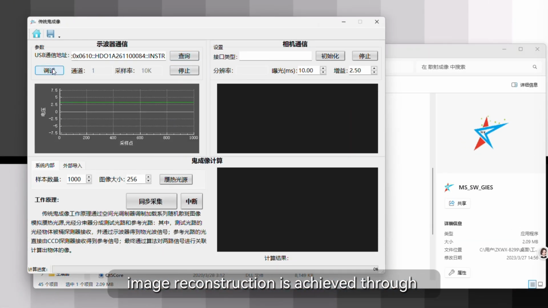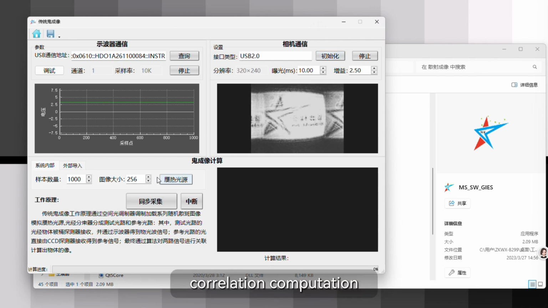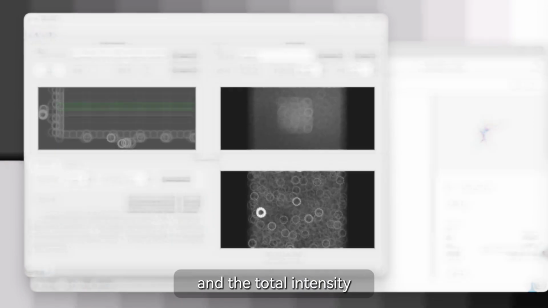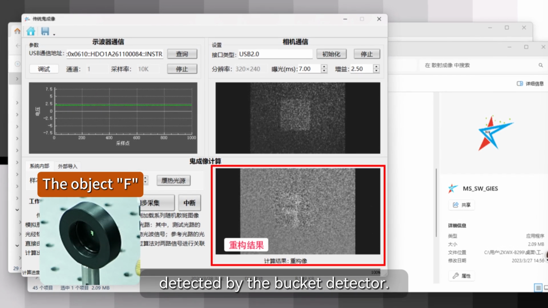Image reconstruction is achieved through correlation computation between the spatially resolved intensity distribution measured by the CCD and the total intensity detected by the bucket detector.